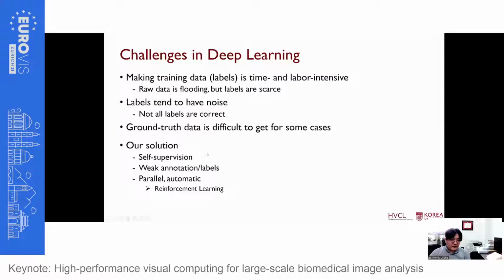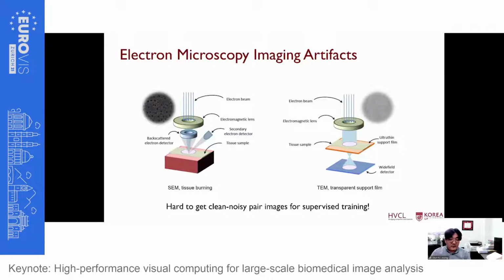So our solution is either using self-supervision, or using some kind of weak annotation labels, or using some kind of human-mimicking process. Actually, I made too many slides, so let me briefly skip this. The first topic is image denoising, where we remove noise. In this very specific electron microscopic case, we have some very strange noise, like burning tissues or transport film noise. So we don't have a ground truth.